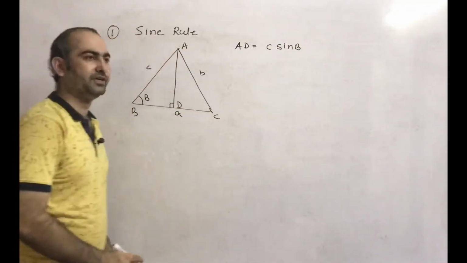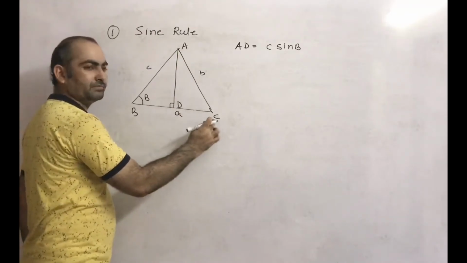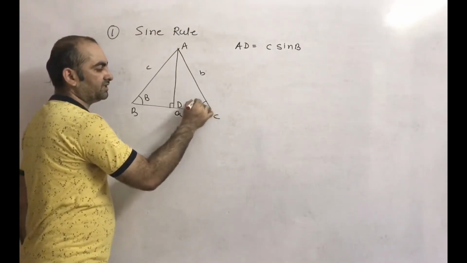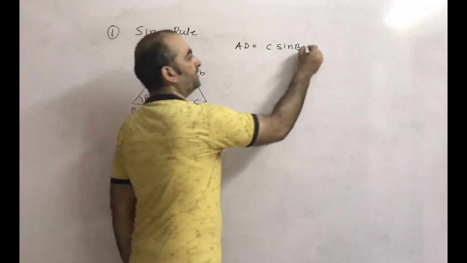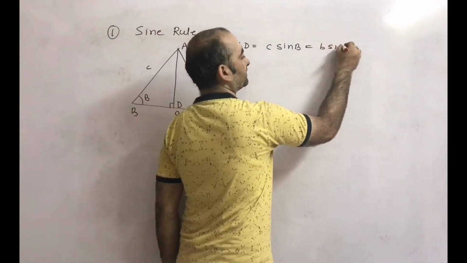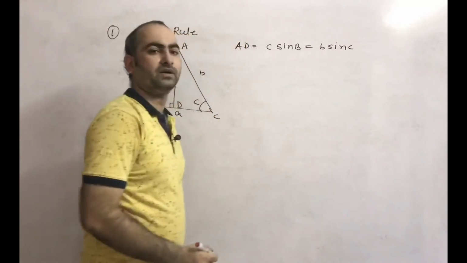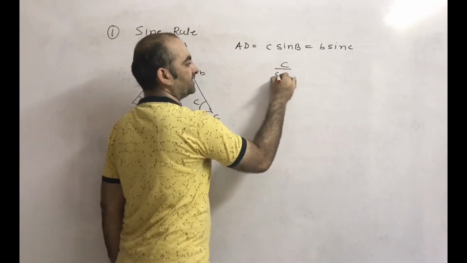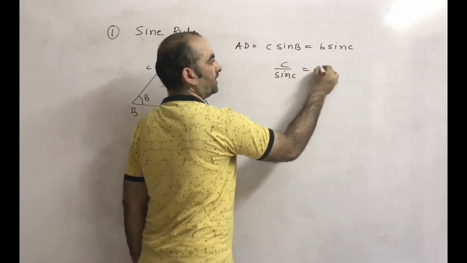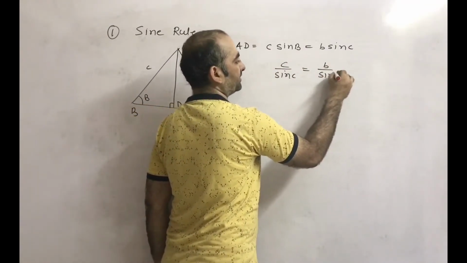Okay, similarly if you take this triangle ADC, this is b, and this angle is C. So AD equals b sine C. b sine C. So from here what will come? If we take sine B here and sine C here, we'll get c over sine C and b divided by sine B.